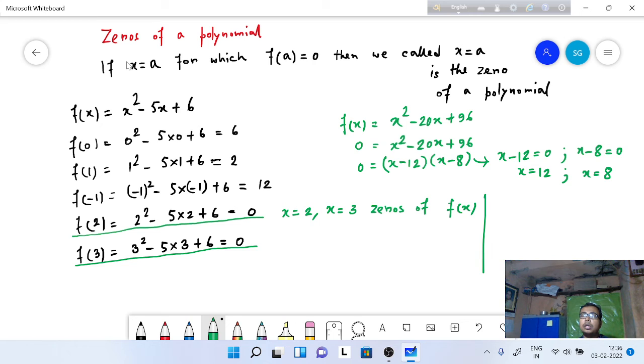Now see, if the sum is like this, f(x) equal to 3x plus 2, and they are asking for the zeros of the polynomial, just put f(x) equal to 0 and find the value of x. 3x equal to minus 2, so x equal to minus 2 by 3 is the zero of that polynomial. I think all are clear up to that. Okay, so let's move on to the next topic.